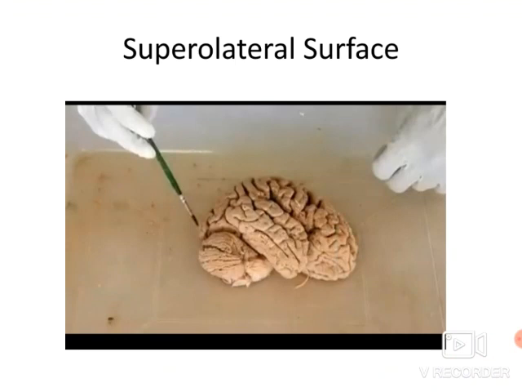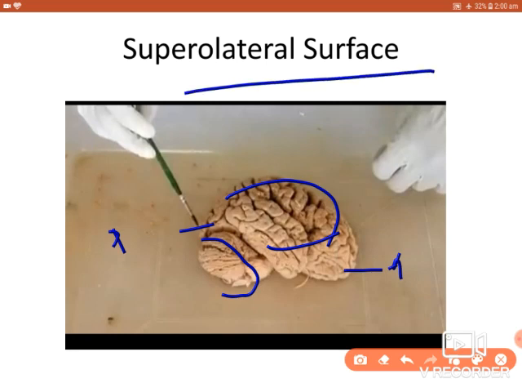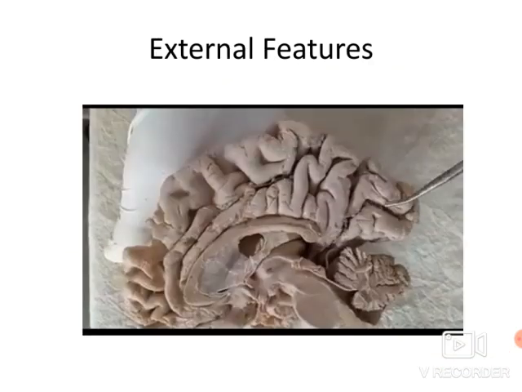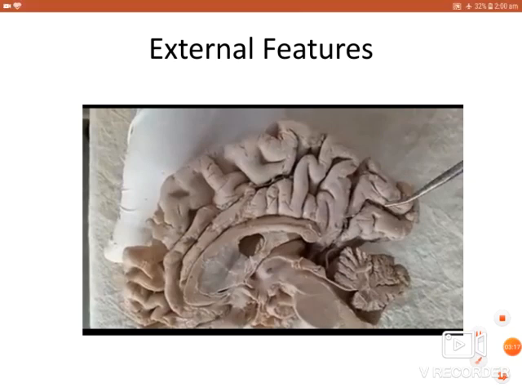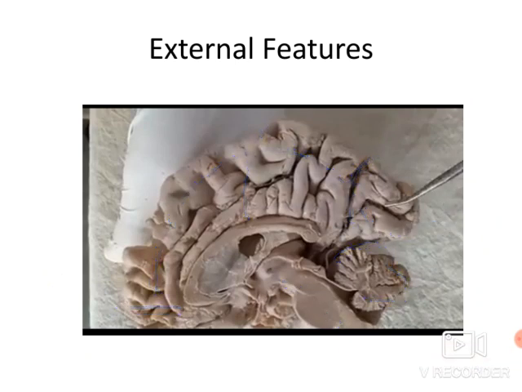Then here this is the right cerebral hemisphere, showing anteriorly, showing posteriorly. You can see the cerebellum also. This surface forms the superolateral surface. Then here again this is the sagittal view. This is the medial surface of the cerebral hemisphere, showing anteriorly, and posteriorly the occipital pole. This is the cerebellum, the brainstem is there. This is the parieto-occipital sulcus. This is the medial surface.